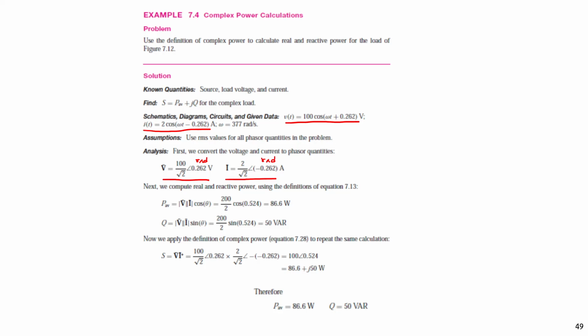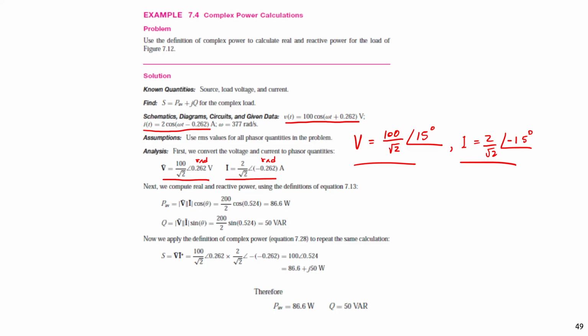It's 15 degrees, right? So V is 100 divided by square root 2 at 15 degrees, and I is 2 by square root 2, same, right? Just with negative 15 degrees here. You can write in this form as well. Instead of radian, we can use degree, right? Degree terms may be more familiar to you.